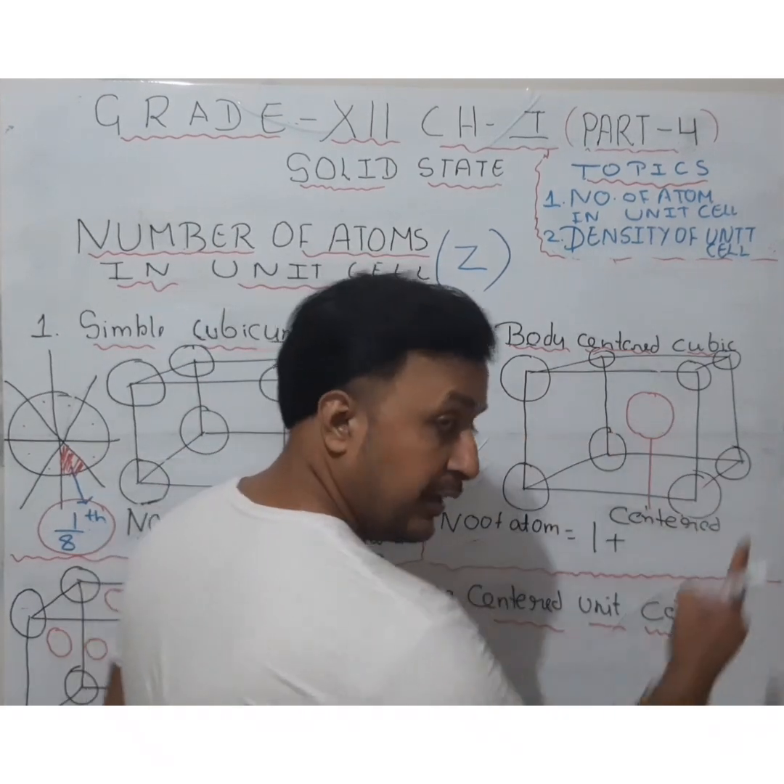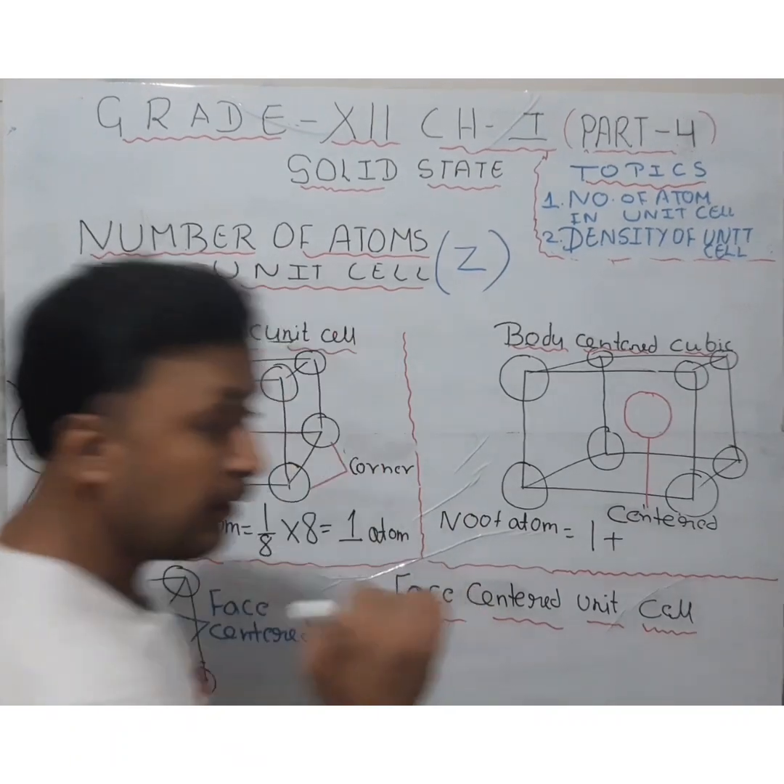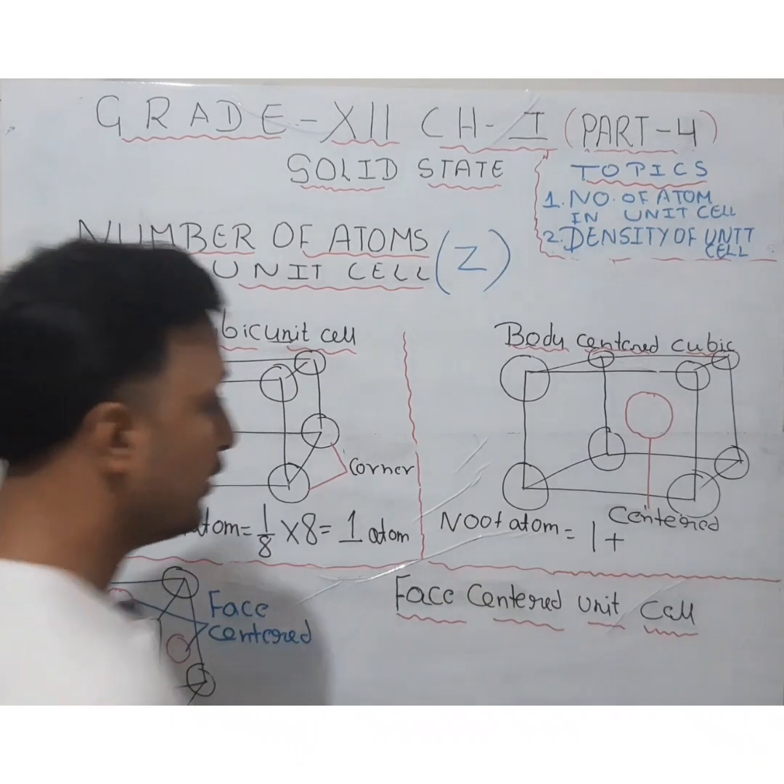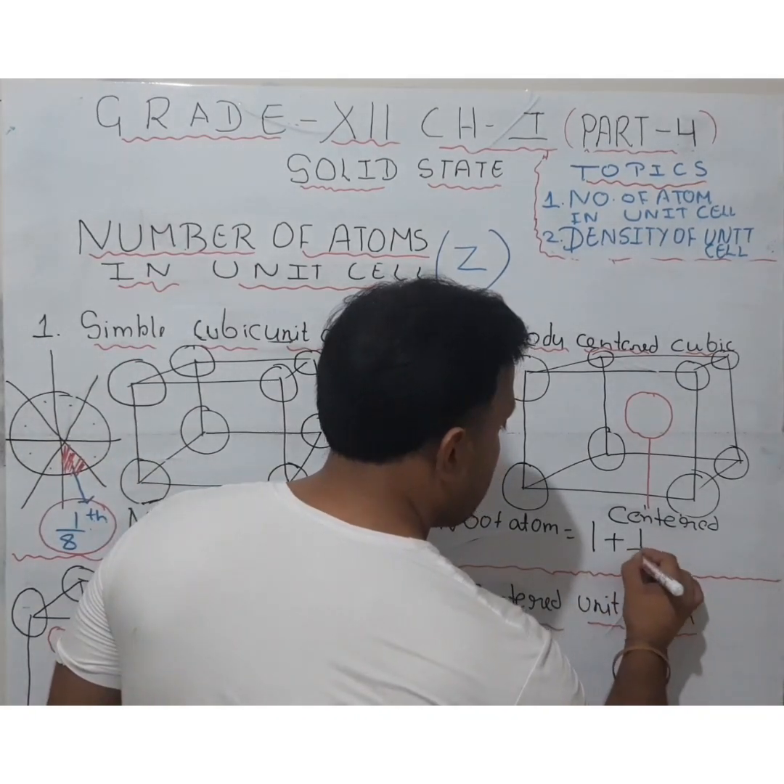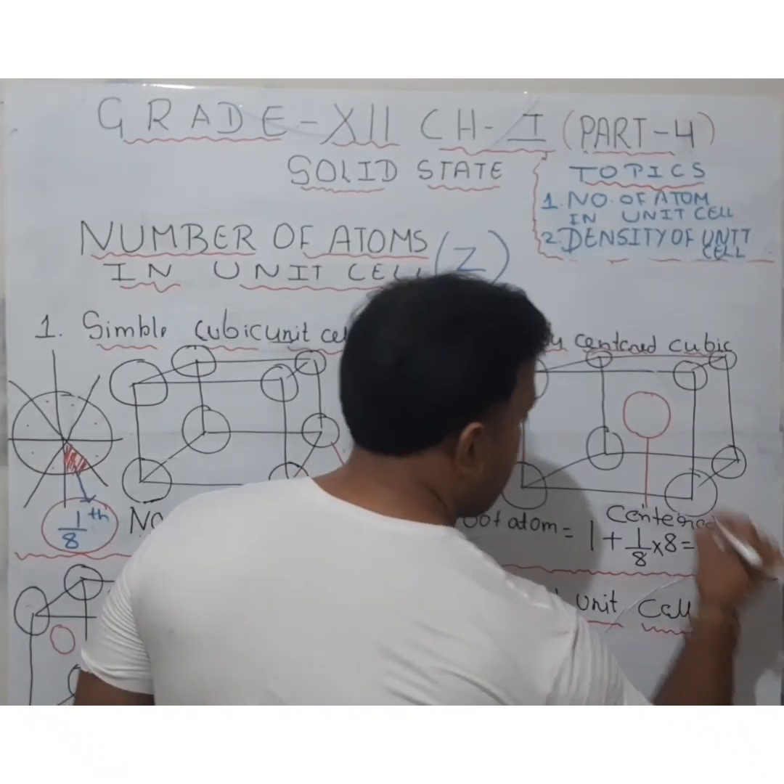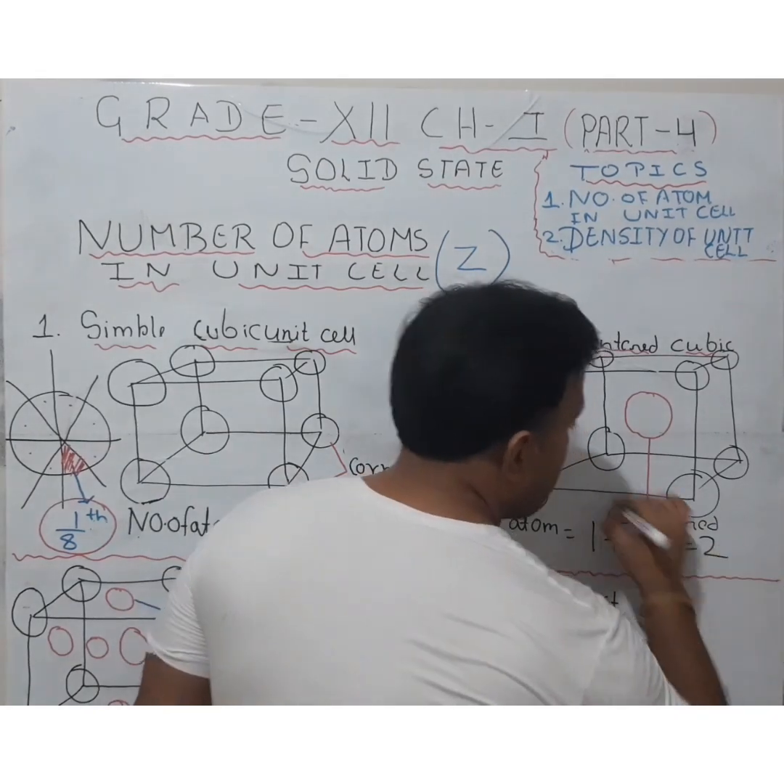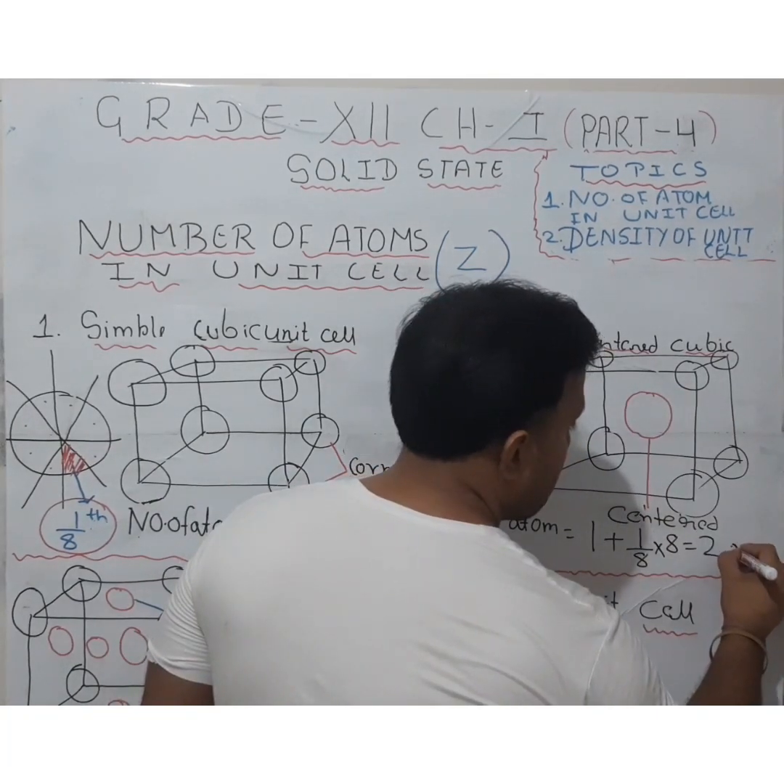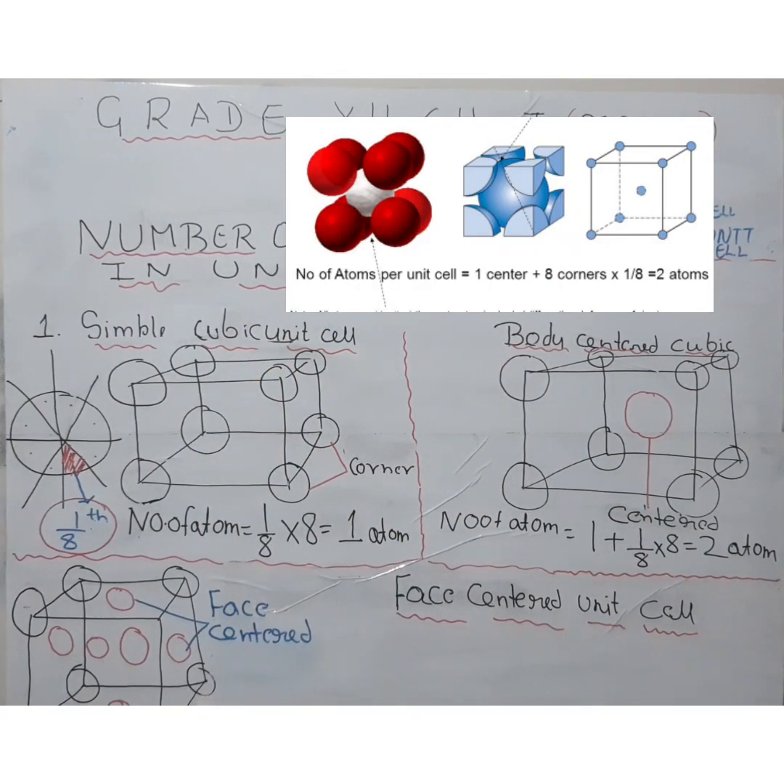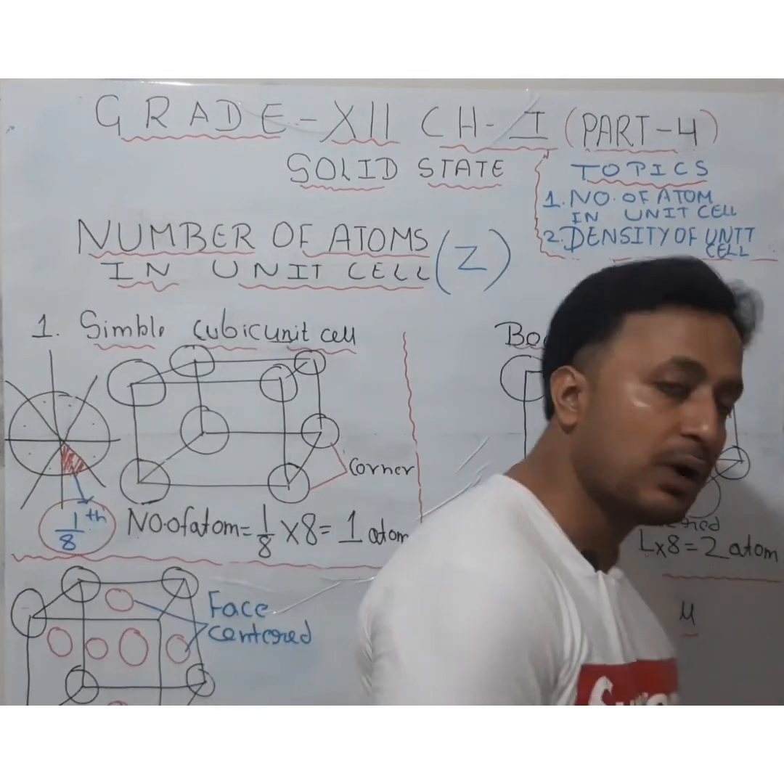Then corner particles are also present. The number of the corner particles is 8, but they can contribute only their 1 by 8 part to the unit cell. It means it will be 1 by 8 into 8. So the total will be equivalent to 2. So the number of atoms in case of the body-centered cubic is 2 only. Okay. So like that, the simple cubic has 1 atom, body-centered cubic has only 2 atoms.